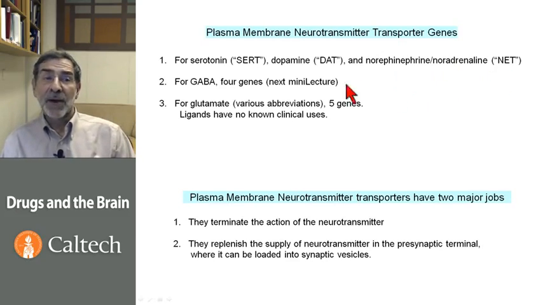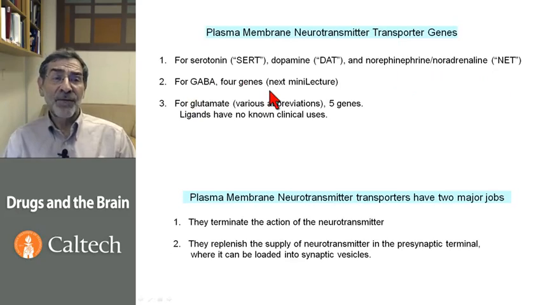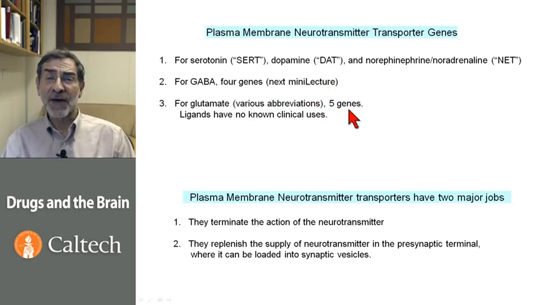NET. For GABA, there are 4 plasma membrane transporter genes. We'll discuss them in the next lecture. And for glutamate, there are various abbreviations. There are about 5 genes for glutamate transporters. The ligands have no known clinical uses, so we won't discuss them much.